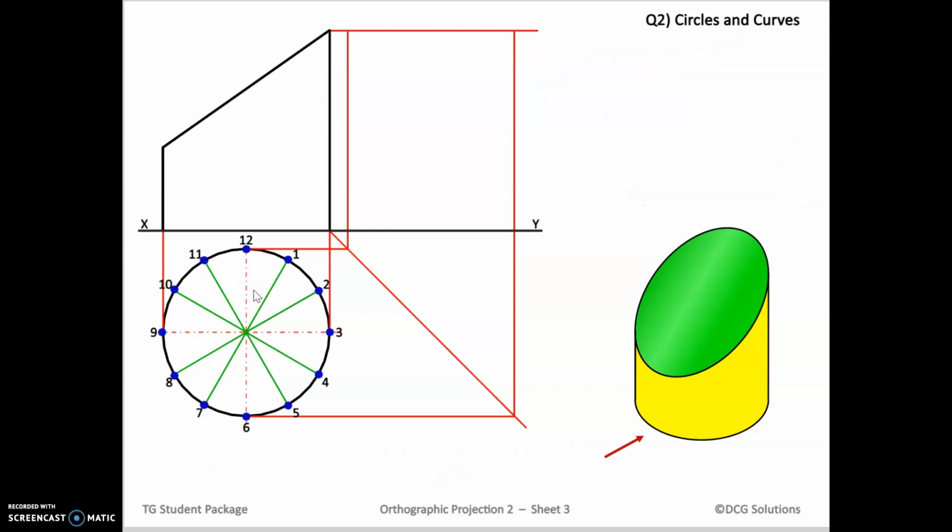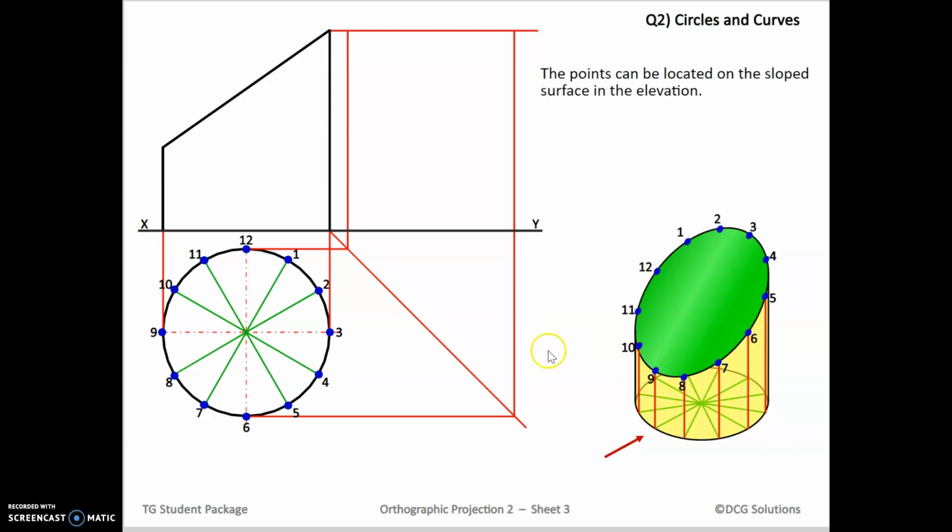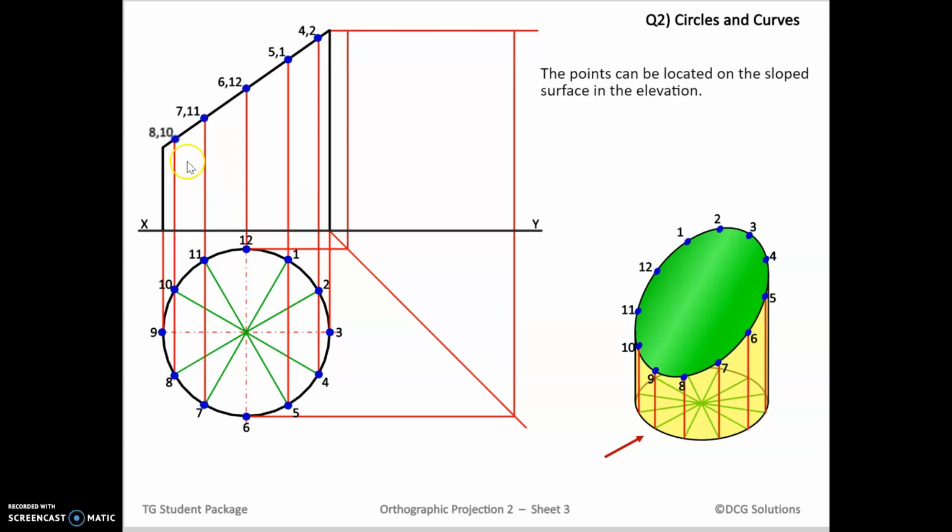There we go. So we're going to bring up all of our points. If you look at the 3D model here, this is basically what we're doing. All of these vectors going up. Labels 1 to 12. And from there we can bring up all our points up to our elevation. Nothing too complicated with that so far. And we're going to label them.